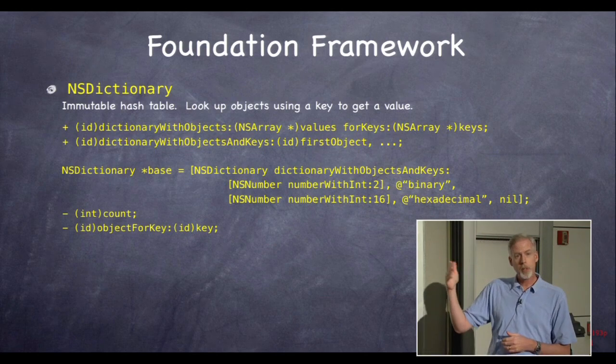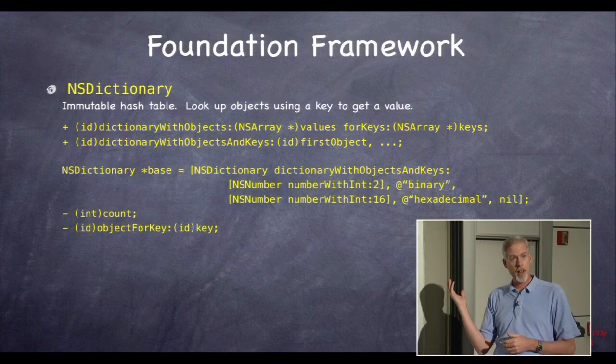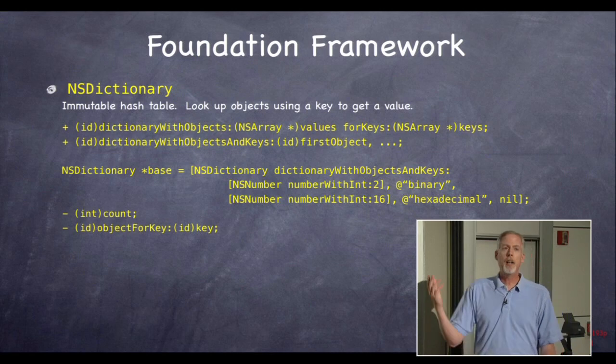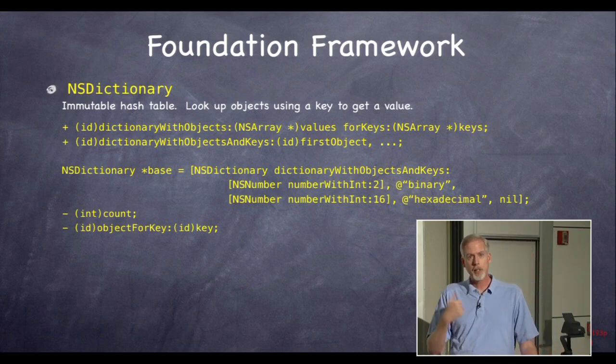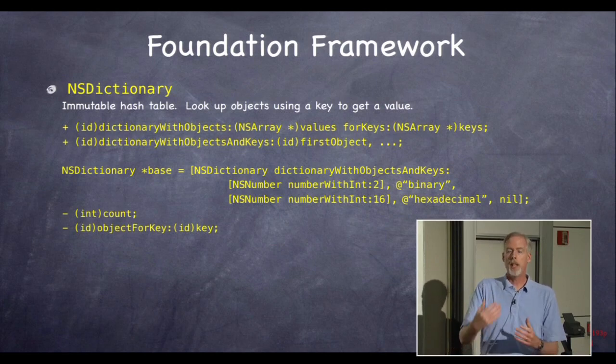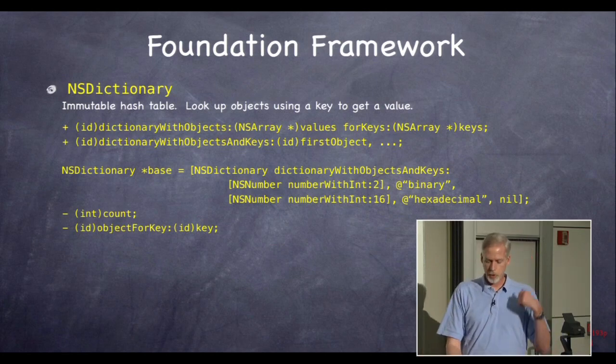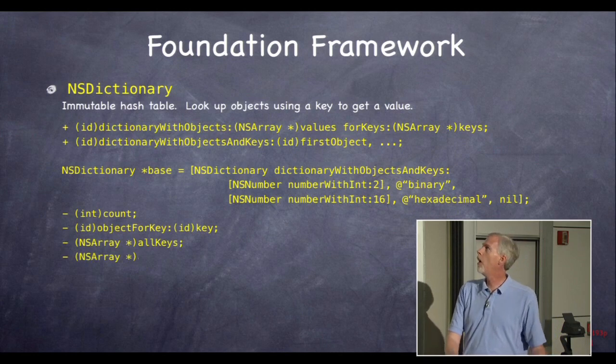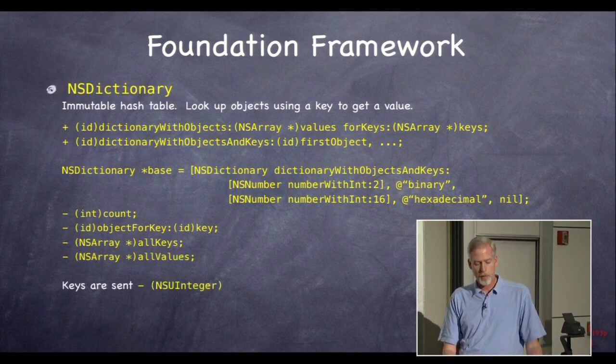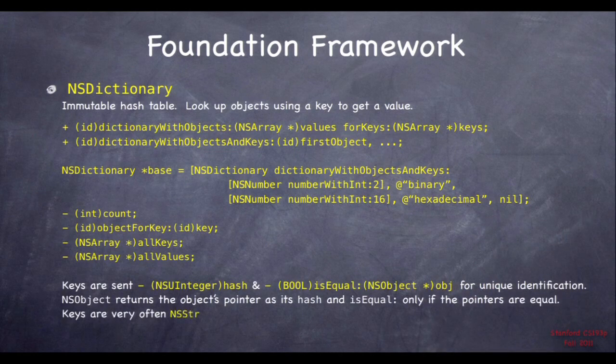This is immutable, so if you want to have objects in this dictionary, you've got to do it at creation time. The two important methods are count, which tells you how many keys are in the hash table, and object for key, which takes a key, looks it up in the hash table, and returns you the object. Okay? You can also, for example, get all the keys or all the values as an array. There are a bunch of other methods in NSDictionary. Not quite as important to know those as NSArray and NSString.